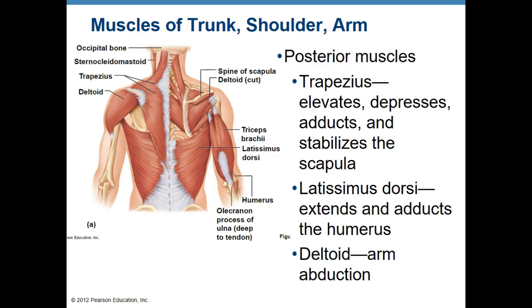Latissimus dorsi is going to extend and adduct the humerus. So this one's also going to help with the movement of this bone right here. Remember that adduct means moving towards the midline. So when that muscle contracts, it's going to move your arms towards the midline.